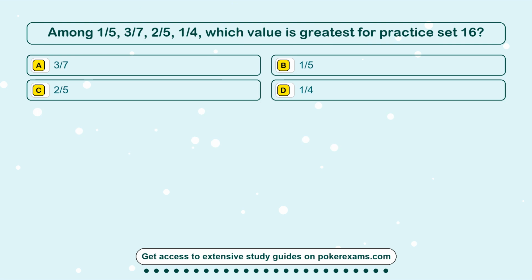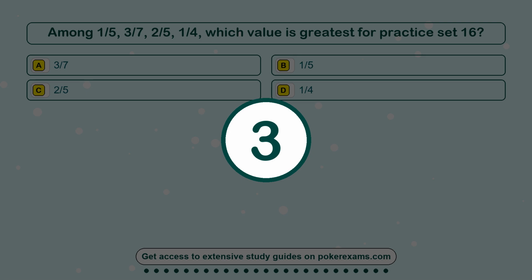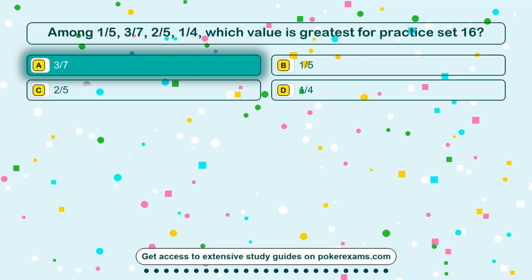Question 2. Among 1/5, 3/7, 2/5, 1/4, which value is greatest for practice set 16? Option A 3/7. Option B 1/5. Option C 2/5. Option D 1/4. The correct answer is option A, 3/7.